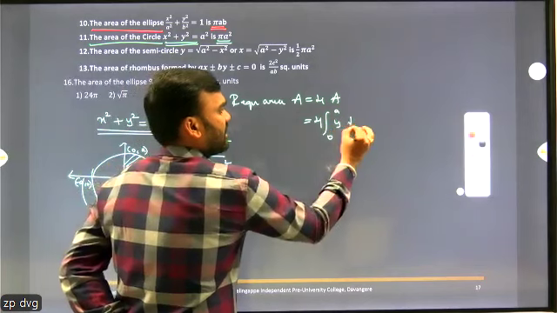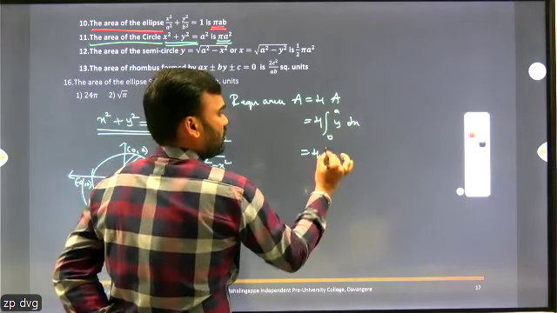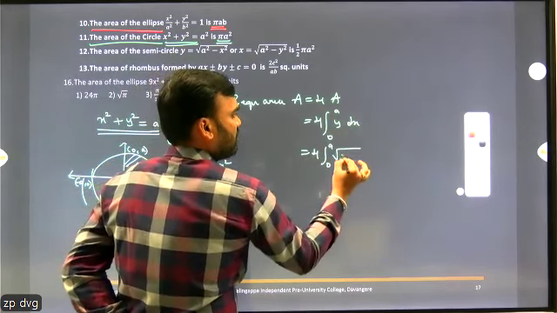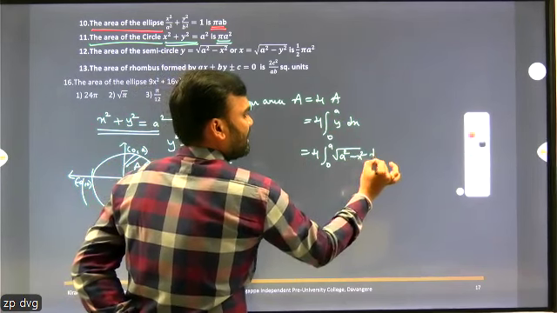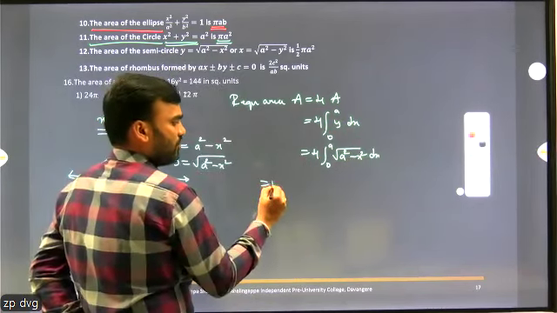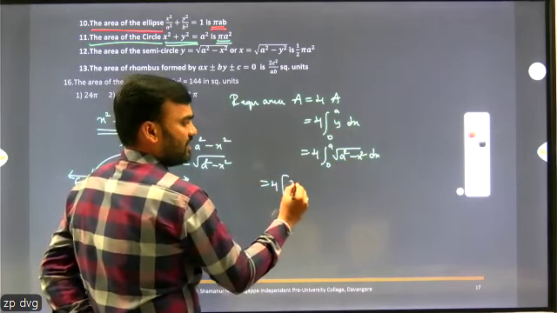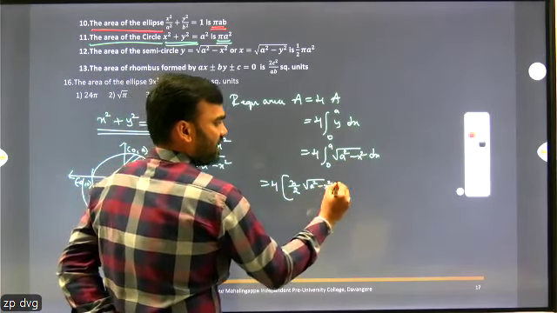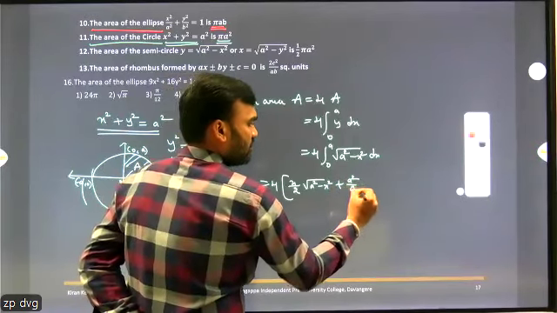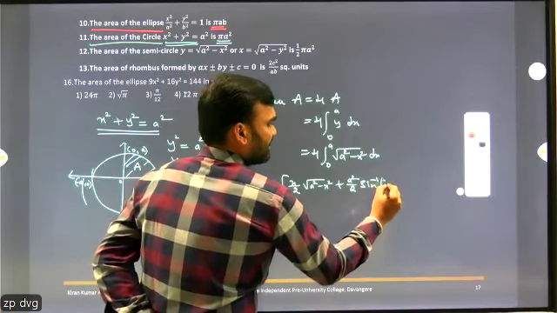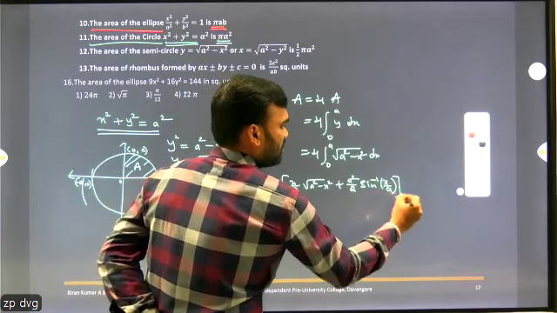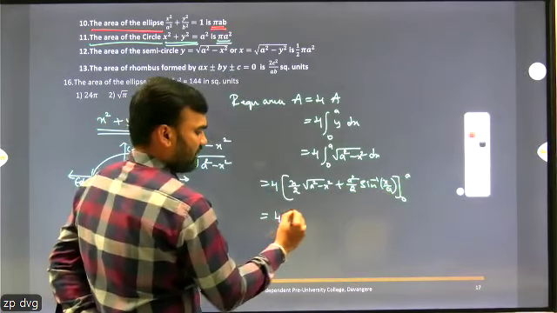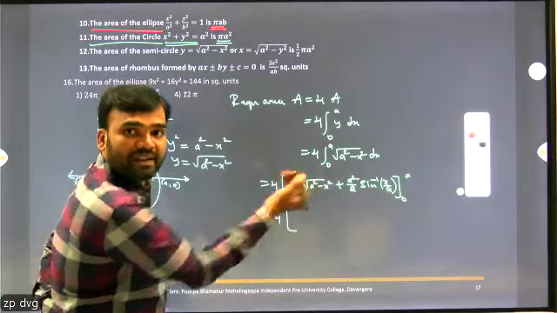Y dy. Y means what, that is 4 into 0 to A square root of A square minus X square dx. Actually, in the PU, 4 into what we have to take the formula? X by 2 into square root of A square minus X square plus A square by 2 into sine inverse X by A, 0 to A. Correct? Here 4 I am directly doing, sir. Upper limit minus lower limit.